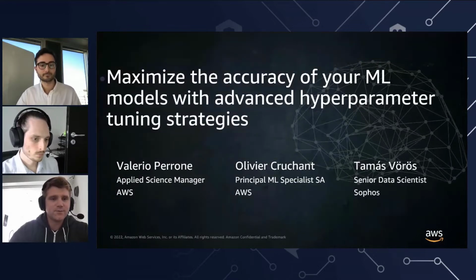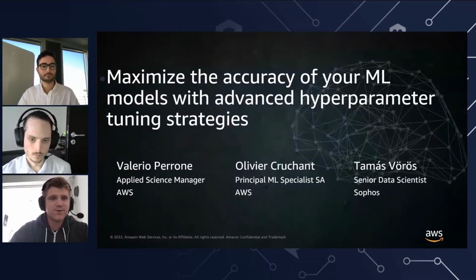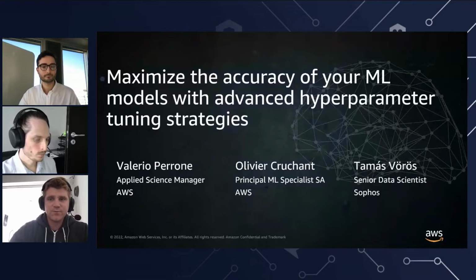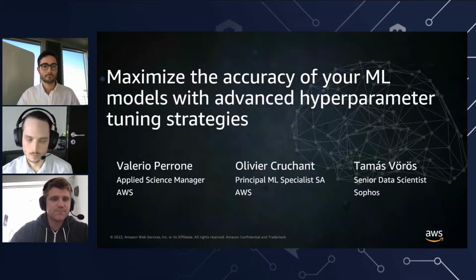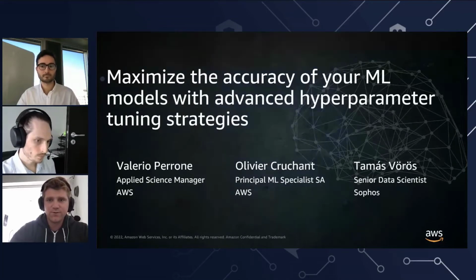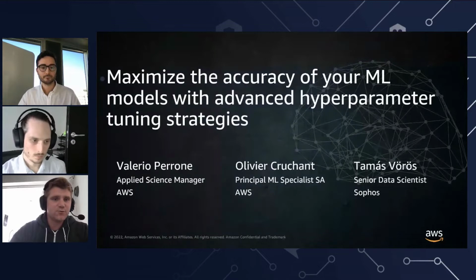Hello, everybody. I'm Olivier, calling from France, and I'm a machine learning specialist solution architect at AWS, where I've been for 5 years, at Amazon for just over 8 years. And so I help customers do ML on AWS, and that includes enabling them to tune and optimize their models, typically with SageMaker model tuning that we will cover today. And with that, I will let Thomas introduce himself.